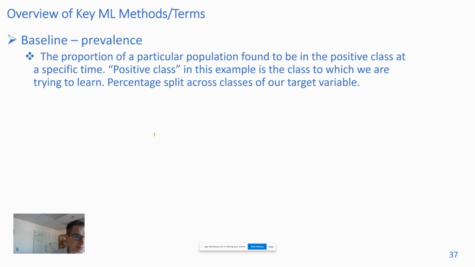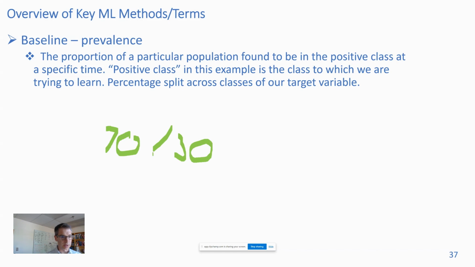What that means is, as an example, if we're working on a target variable, we're trying to train an algorithm to predict whether someone will default on a loan or not. This is a pretty typical example. In this example, the prevalence would be the number of people in that data set that have defaulted on their loans. So it might be just 30 people out of 100.